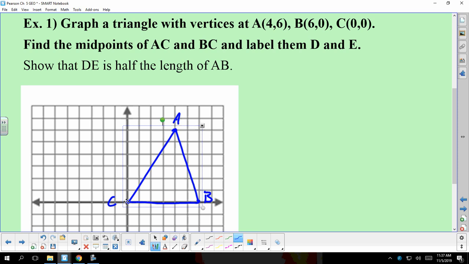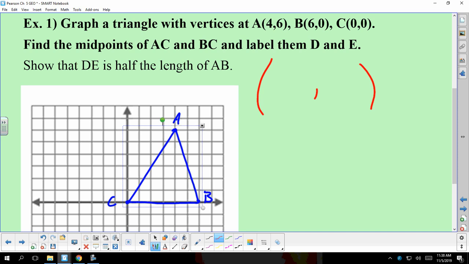And we want to show that the mid-segment is going to be half the length of the side it doesn't touch. And then I also want to show that it's parallel by comparing the slopes. We know that two lines are parallel if they have the same slope. All right, so let's find the midpoints of AC and BC. So remember our midpoint formula. We can add the x's together, divide by 2, add the y's together, and divide by 2.